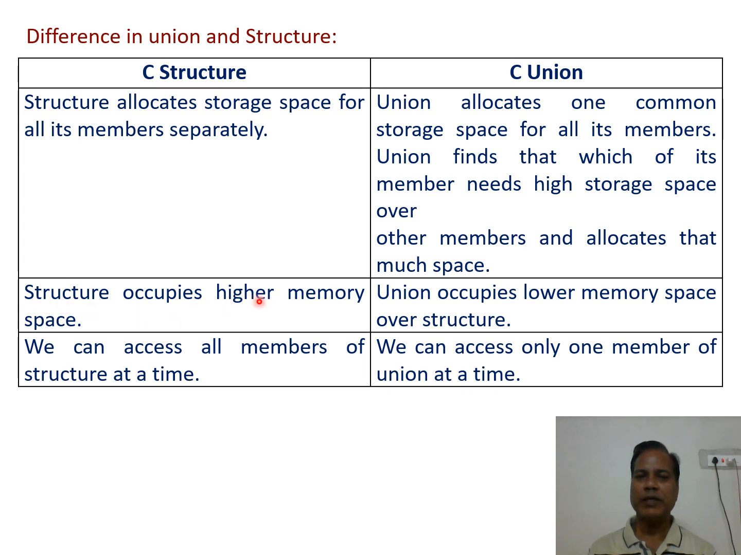A structure occupies higher memory space because it allocates a memory location for each of the members. A union occupies lower memory space than the structure as it allocates only the memory location needed to store the data that occupies the most memory. We can access all members of the structure at a time, whereas in the case of the union, we can access only one member of the union at a time.